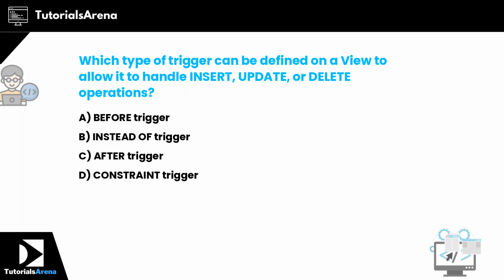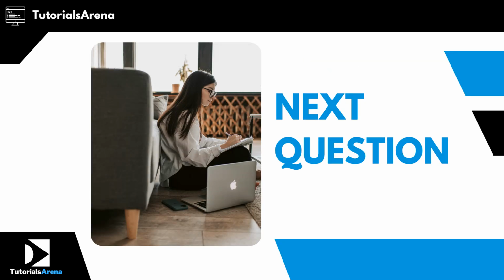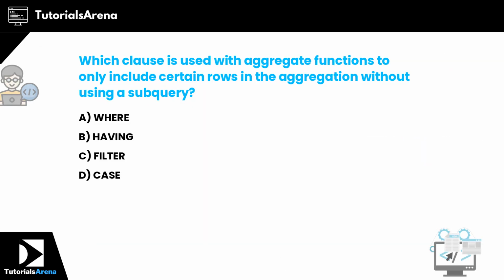Which type of trigger can be defined on a view to allow it to handle insert, update, or delete operations? The correct answer is option B, INSTEAD OF trigger. Which clause is used with aggregate functions to only include certain rows in the aggregation without using a subquery? The correct answer is option C, FILTER.